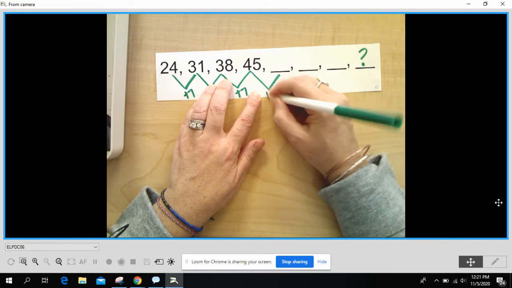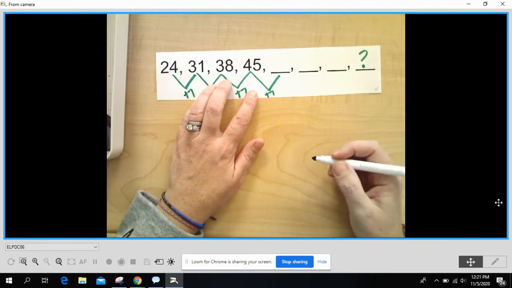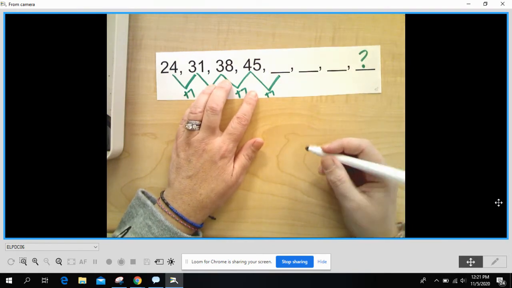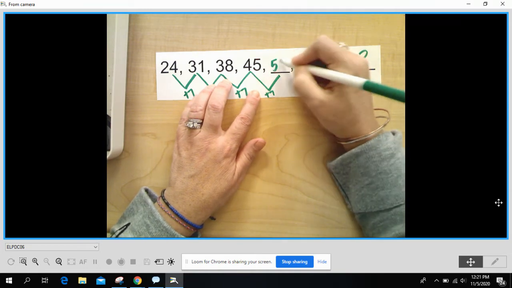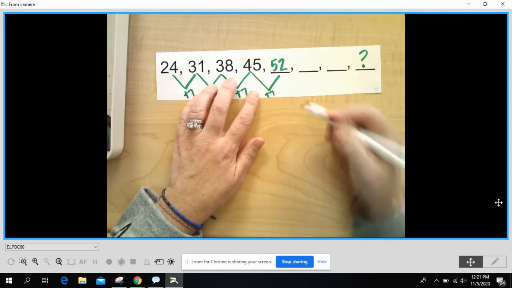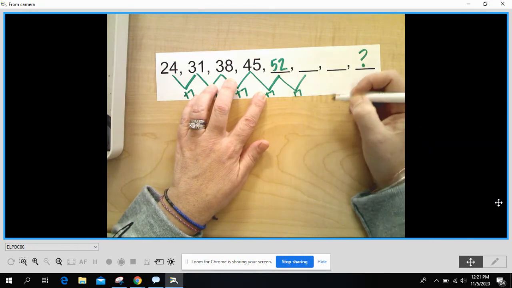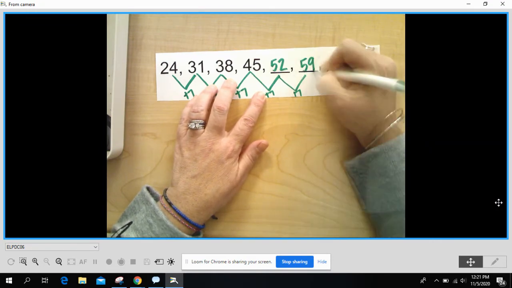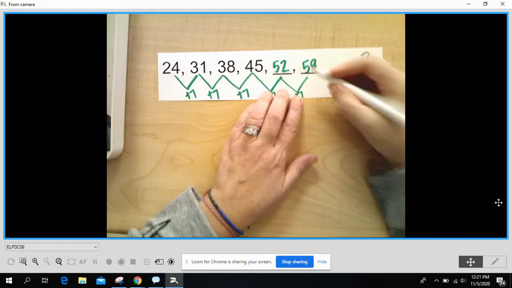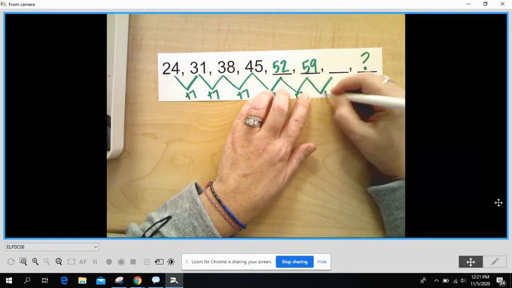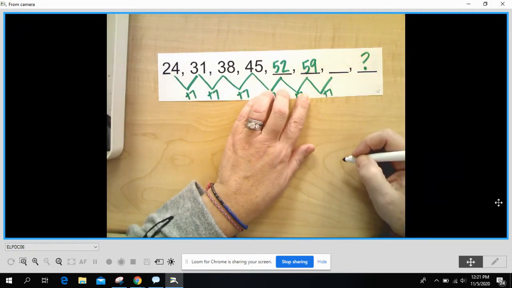45 to here, plus 7. 45 plus 7. Anybody know? If you said 52, you are exactly right. Now I've got to do 52 plus 7. What is it? Right on the money. It's 59. Now 59 plus 7. You think you got it?